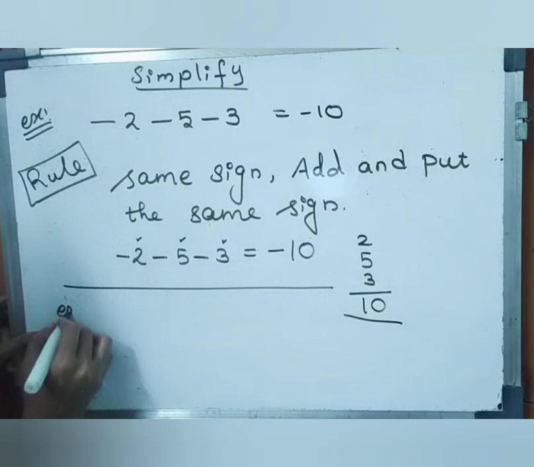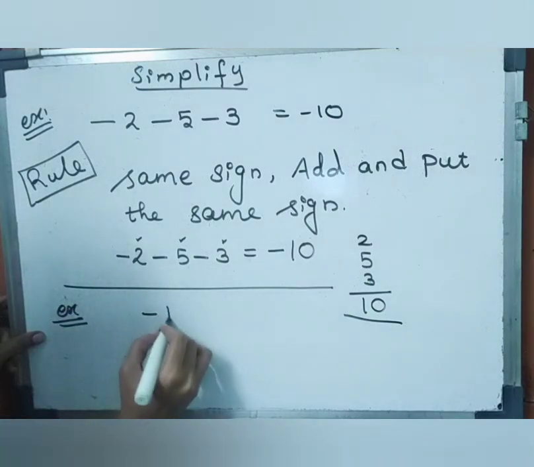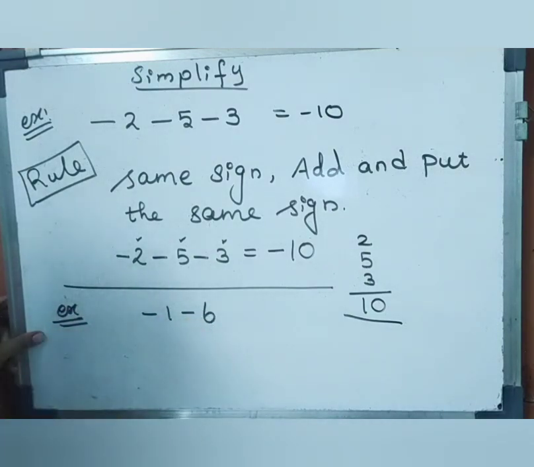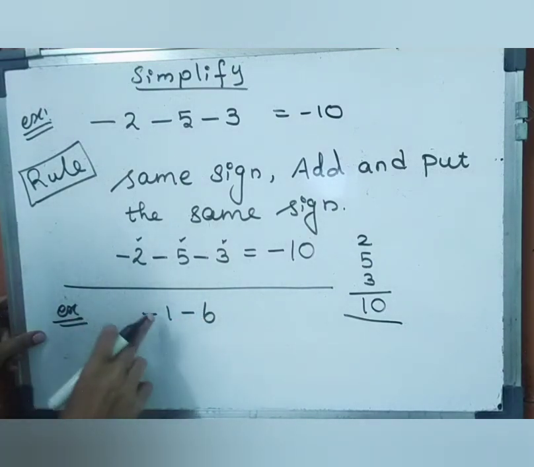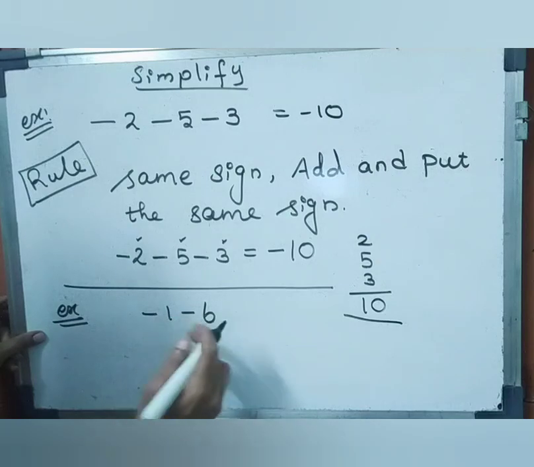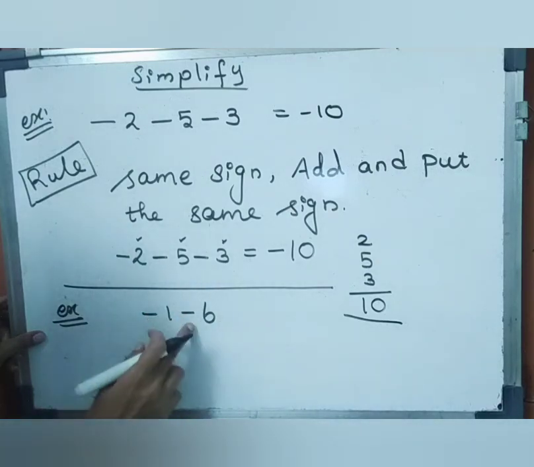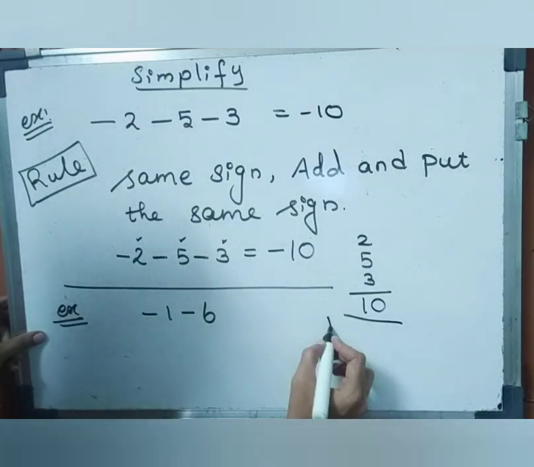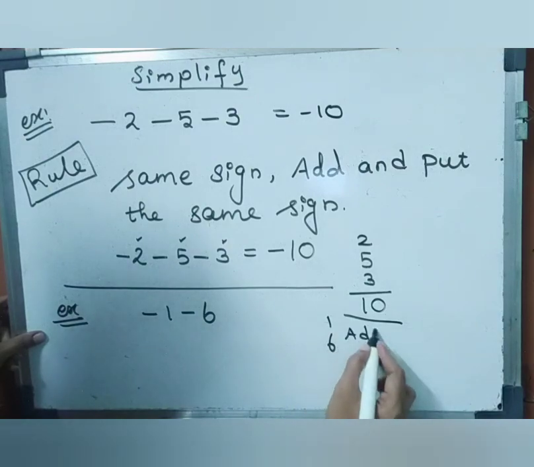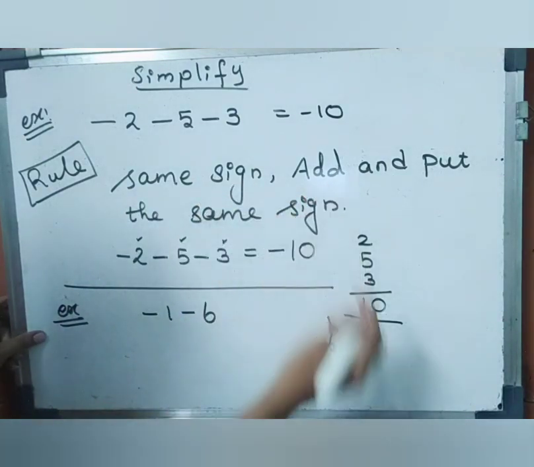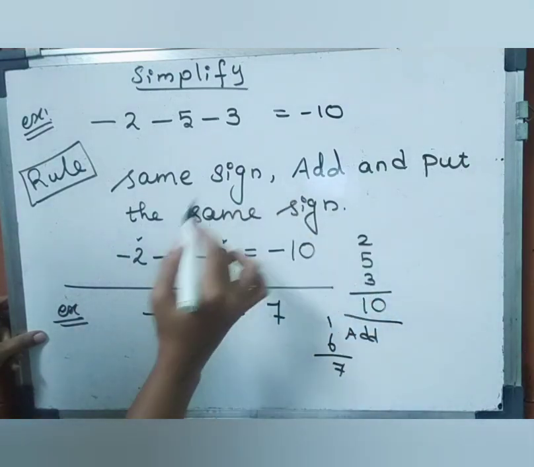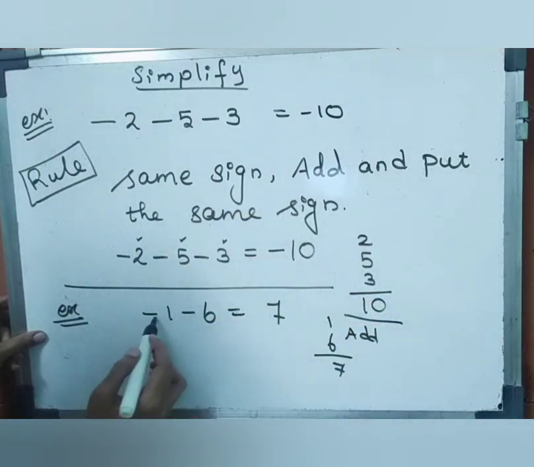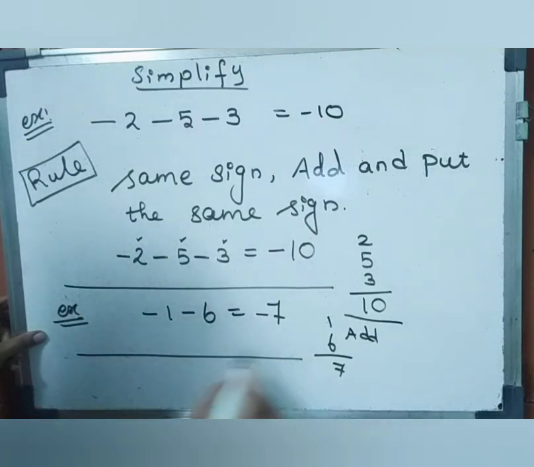And the next example, minus 1, minus 6. How are we going to simplify this? Minus 1 and minus 6. Again, we have the same sign. When we have the same sign, no need to bother about the sign. Just take the numbers alone, 1 and 6, and add. Same sign, add. So addition over, and we got the answer 7. And put the same sign. What sign is allotted here? Minus, minus. So the same sign we can give. This is another example, and that's the answer.